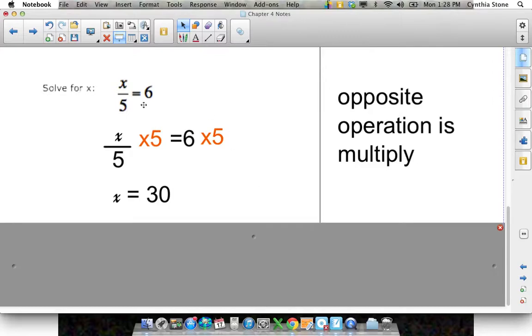All right, in this case, we have x divided by 5 equals 6, right? Remember I've told you before that a fraction is just x divided by, so my opposite operation is multiply. So on both sides of the equation, I multiply by 5. This 5 and this 5 cancel out, it becomes basically 5 divided by 5, which is 1, and you end up with x equals 30. And again, if you think about the math there, 30 divided by 5 equals 6.